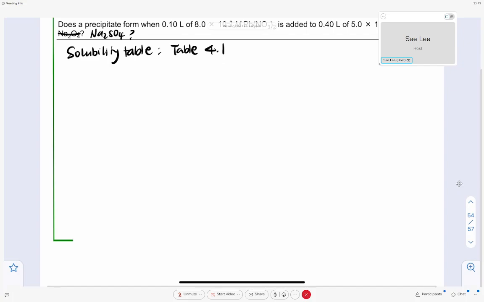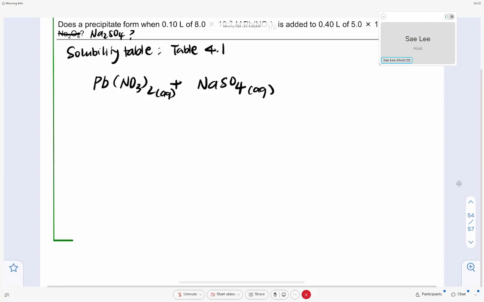Sodium sulfate. So this is a reaction between lead nitrate and sodium sulfate. According to the solubility table, these two are soluble salts. The metathesis reaction between these two salts is going to form sodium nitrate, a soluble salt, and lead sulfate.